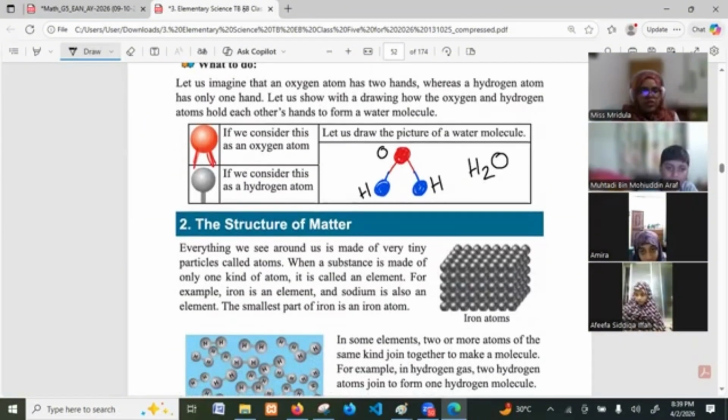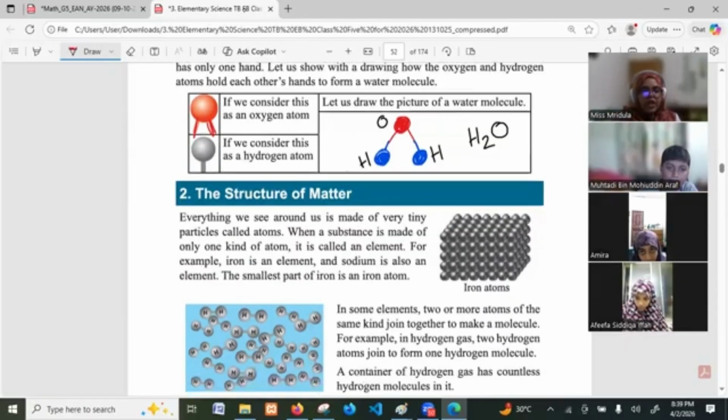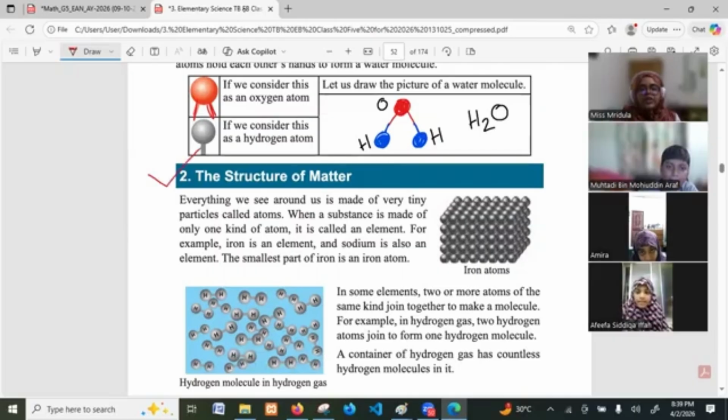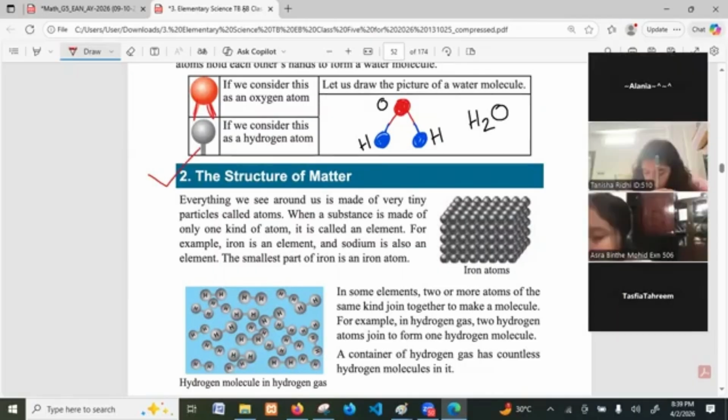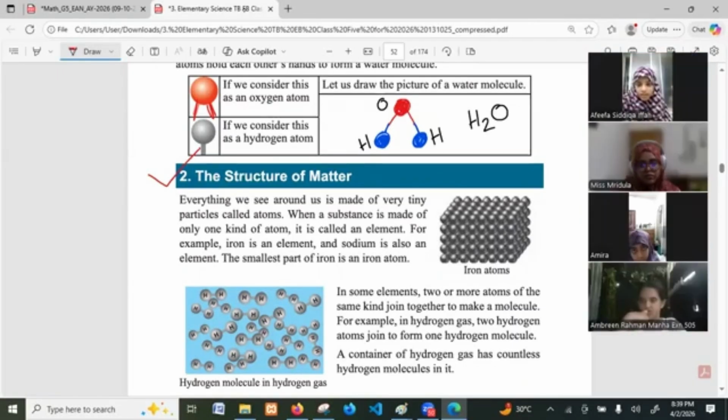So you shouldn't have any problem, because this is just the revision of what we just finished on page number 45. Okay, let's go to the second topic of this chapter. Okay. Yes, Afifa. Miss, I didn't understand one thing. Like, it's OHH, then how did it become H2O? Shouldn't H come first?